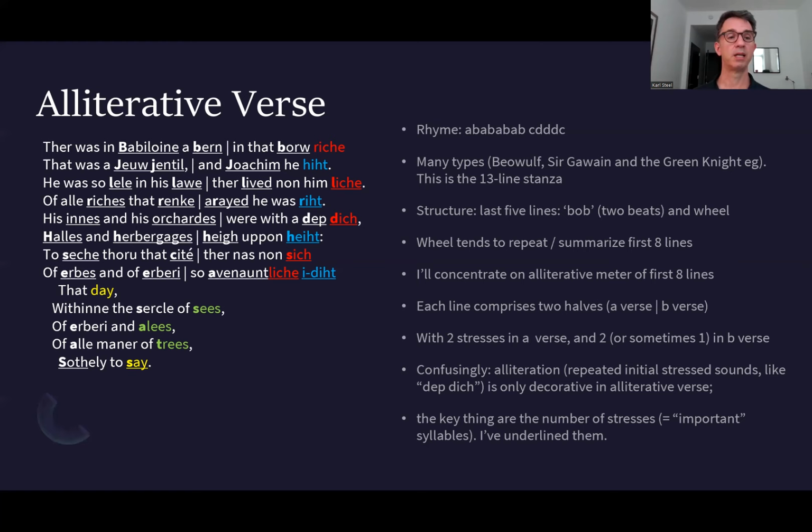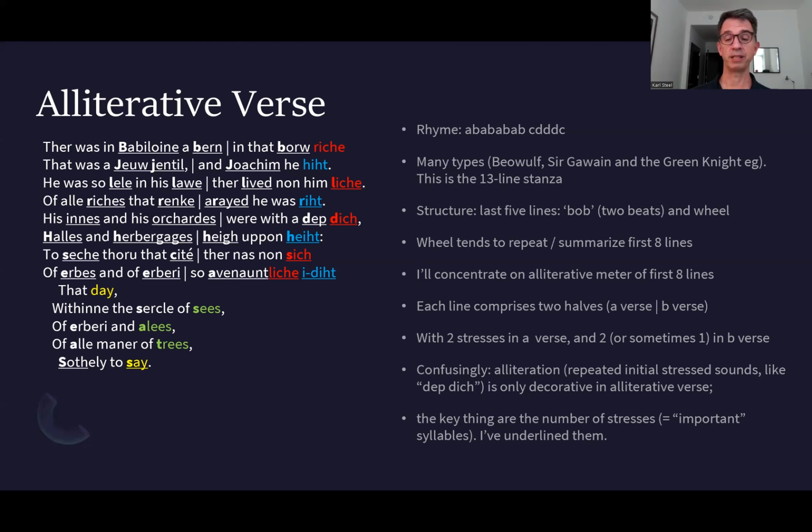So you will see that generally speaking, we do have alliteration, that decorative feature in each line, but not in every single line. So in this one, inns and orchards were with a deep ditch, there's really not a consistent alliterative sound in here, but if you read it aloud correctly, you will still see there is alliterative verse in terms of the number of stresses. So I hope that makes sense to you. This is a key feature of English poetry, and it's something that you will encounter if you read more and more medieval English poetry.